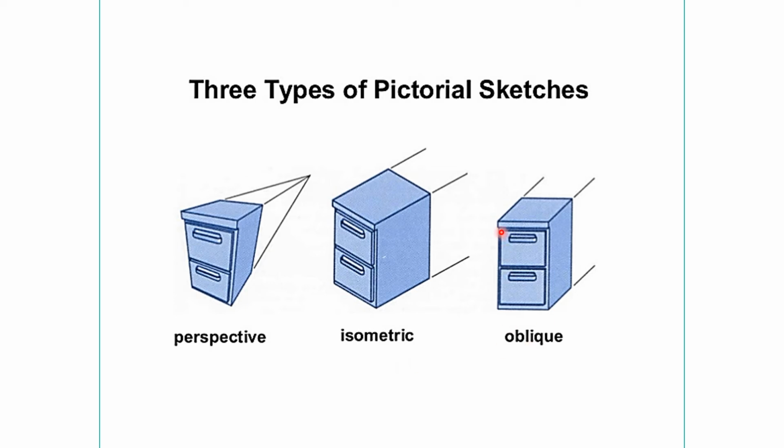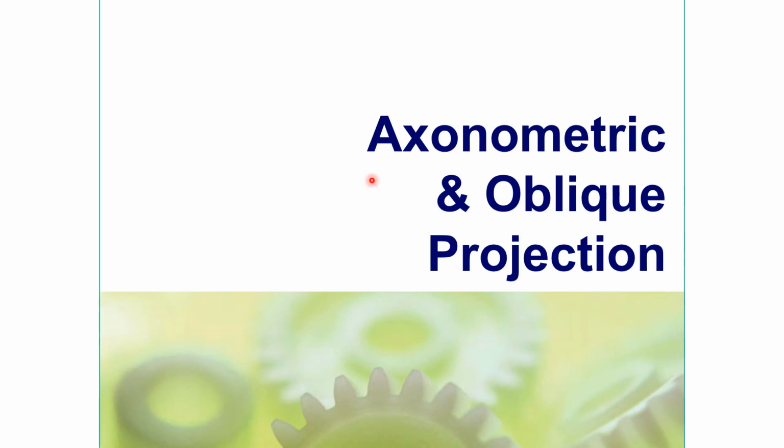In oblique, the front of the object has two dimensions, and the third dimension is extended. In isometric, we draw at some angle and with parallel lines. In the perspective, all the lines or the rays are converging or joining at one point, or at the observer's eye. So, axonometric and oblique projection.